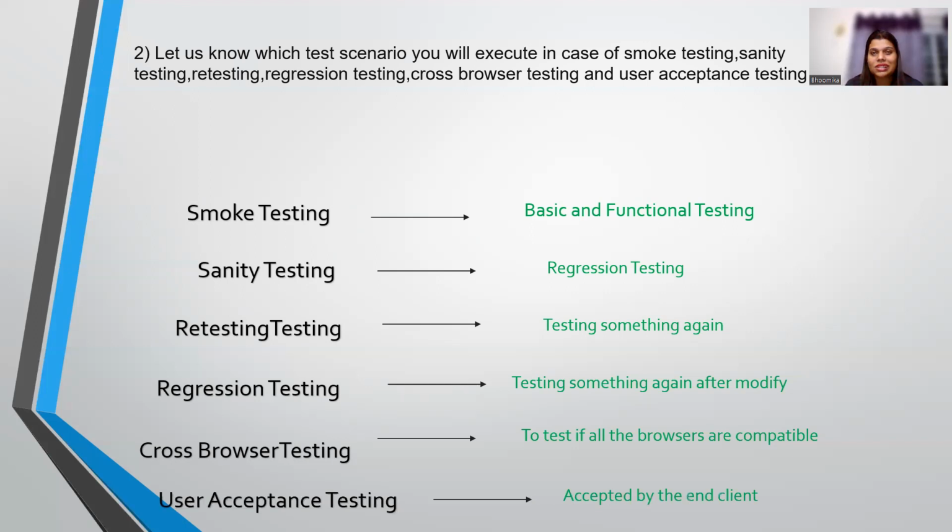And user acceptance testing. See, for example, a client will expect that it should be properly formed. So if I'm able to make the user happy with the work I've done, that is nothing but acceptance testing, what the end user wants. The expected result and the actual result should be the same, and then the user acceptance testing is perfectly correct.